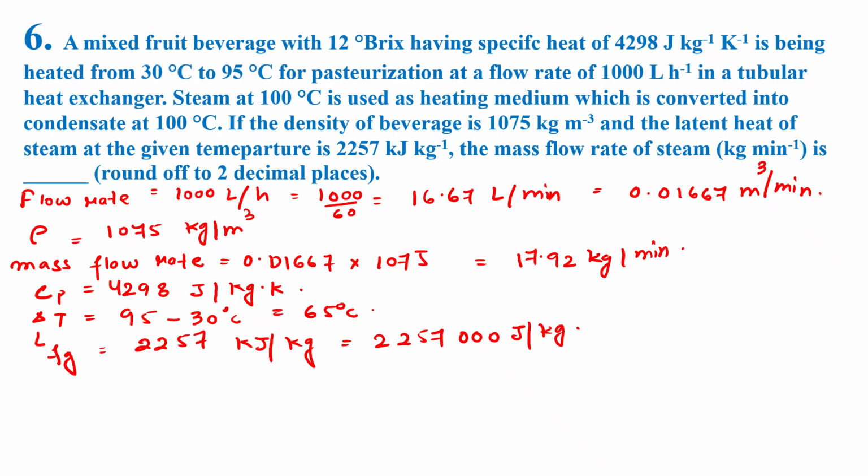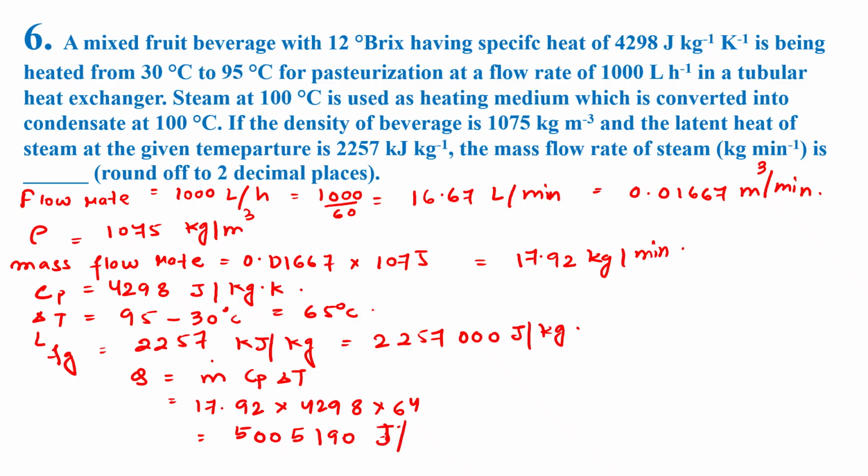So first of all, we'll calculate the heat which is required for the beverage. That is Q is equal to mCp delta T. We have calculated m, that is 17.92 into 4298 into 65. So this is equal to 5005,190 joule per minute.